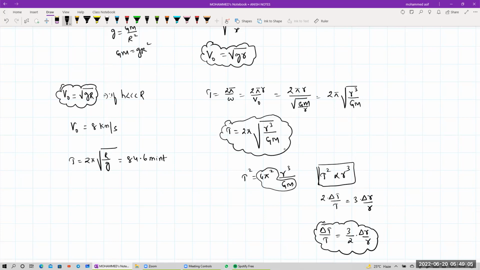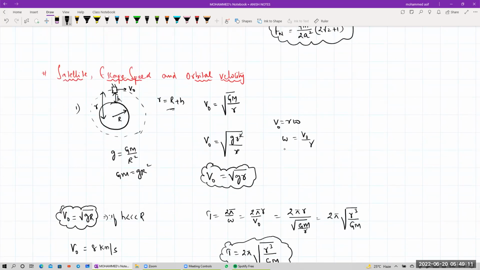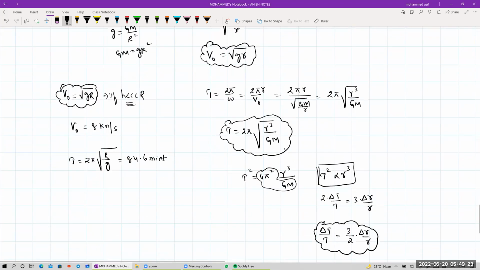Done? So the orbital velocity formula V naught is equal to under root of G into M divided by small r, where small r is R plus H. If it is very near to the surface of the Earth, the value is under root of g into R, since the value of H is very, very small. The orbital velocity value is 8 kilometer per second. Done?